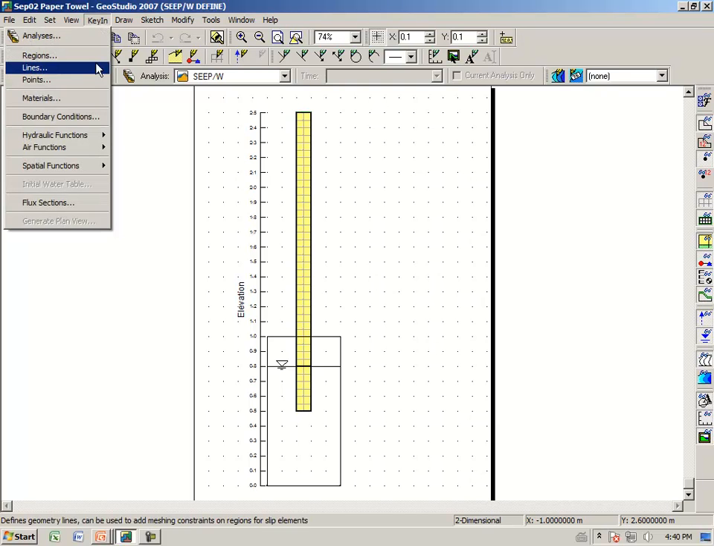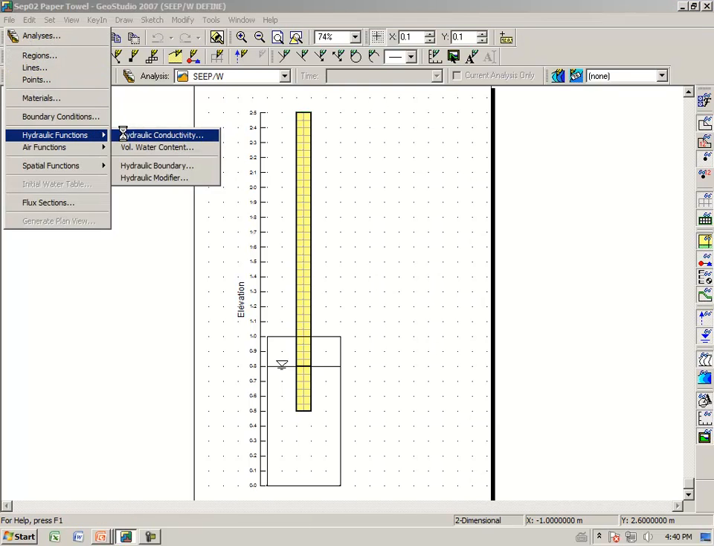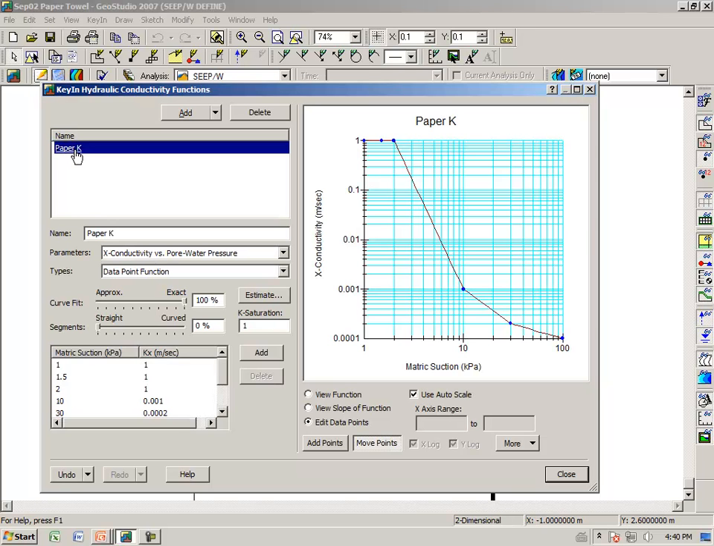Then we go Key In, hydraulic function. Again, click on paper K, and here is our hydraulic conductivity function. Once again, we said under saturated conditions, the conductivity was 1 meter per second. By the time we get to 2 kPa, we were going to start dropping the hydraulic conductivity, and we have dropped it 3 orders of magnitude by the time we get to 10 kPa.